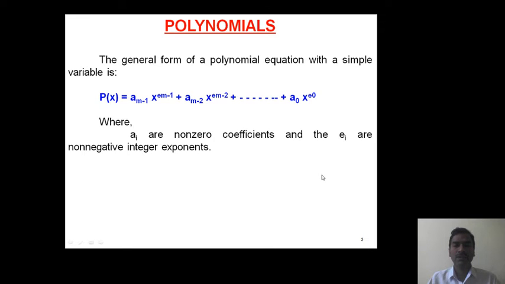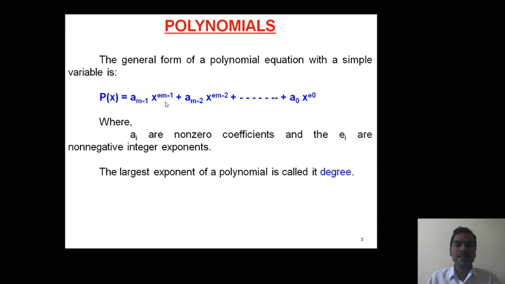Here a suffix i values refer to non-zero coefficient values and e suffix i values refer to exponent values. Here the largest exponent of the polynomial equation is known as its degree. Now observe this example. Here p of x is equivalent to 3x power 14 minus 7x power 8 plus 1. Here the highest exponent value is 14. Hence the degree of this polynomial equation is 14.